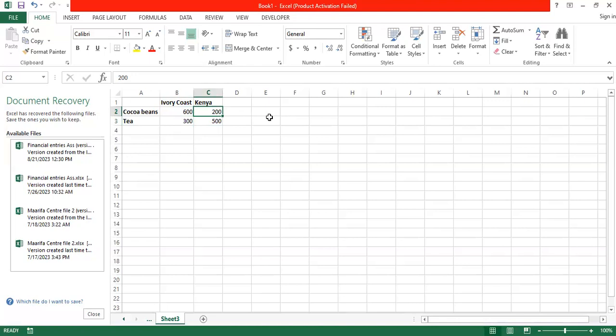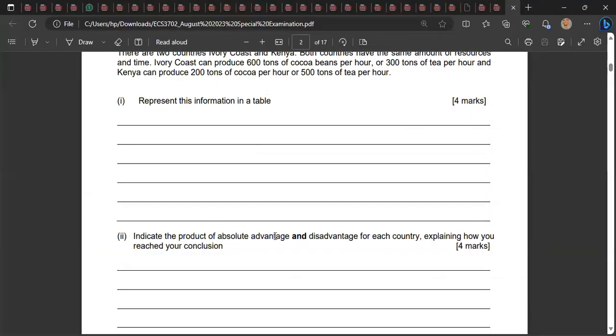So they could have phrased this question differently. They could have simply said indicate the product of absolute advantage and explain how you reached your conclusion. But the fact that they put the word and in bold there means we should not only talk about the absolute advantage, but also the disadvantage. So when we explain why there's an absolute advantage in one country, then we should explain why there's an absolute disadvantage in the other country. Then we have our full mark. So far we have 8.